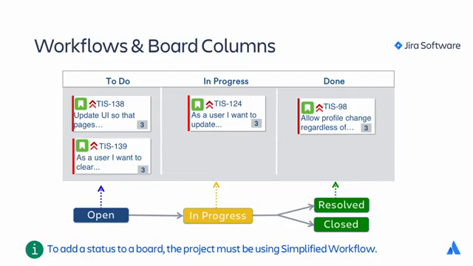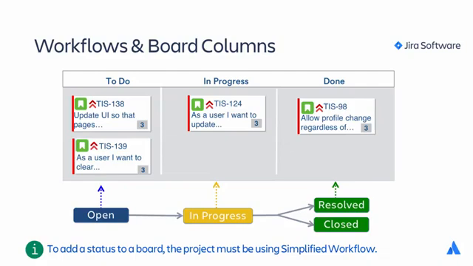Columns can have the same or a different name than the mapped status. And multiple statuses can be mapped to the same single column as shown here, where both the resolved and closed statuses are mapped to the done column. It's crucial that you map all statuses to columns. Otherwise, issues in unmapped statuses will be hidden from the board.